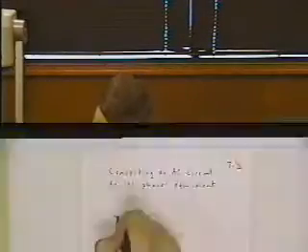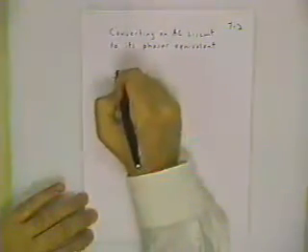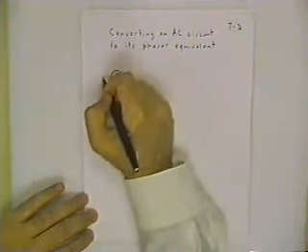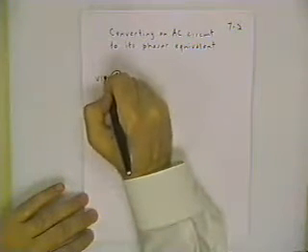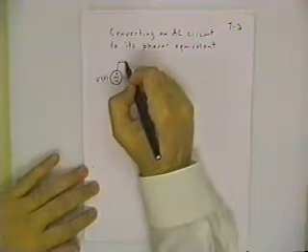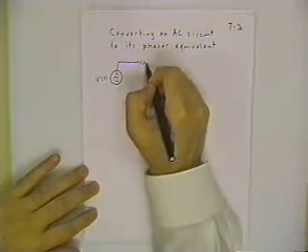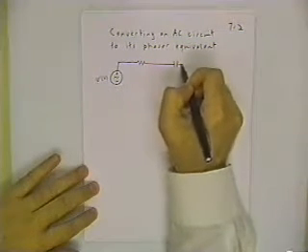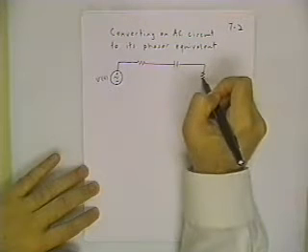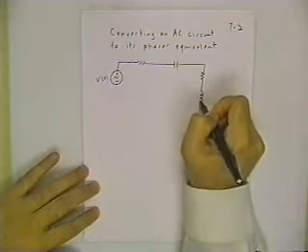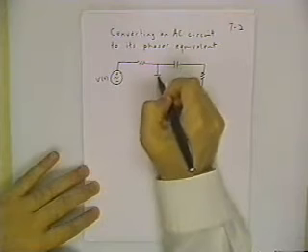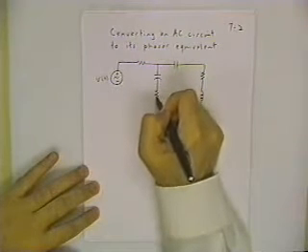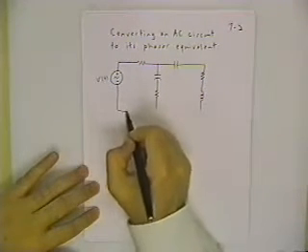So let's take a typical problem and say this is a given voltage waveform, and we have a resistor here and a capacitor, resistor and inductor, and let's make this a capacitor and a resistor. Complete the circuit.